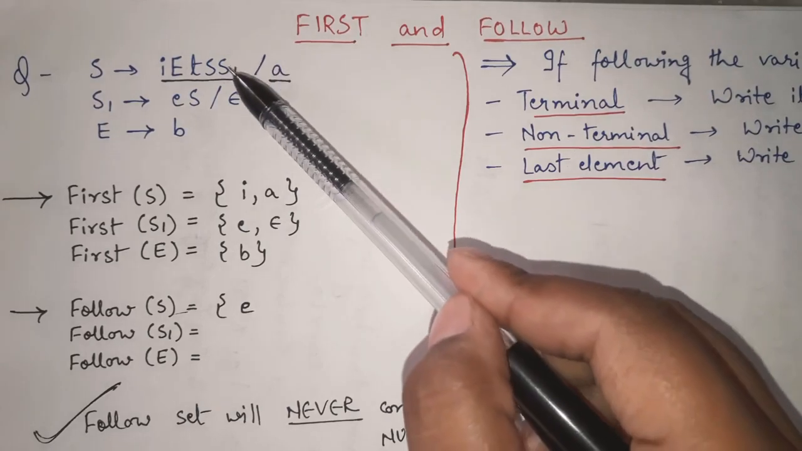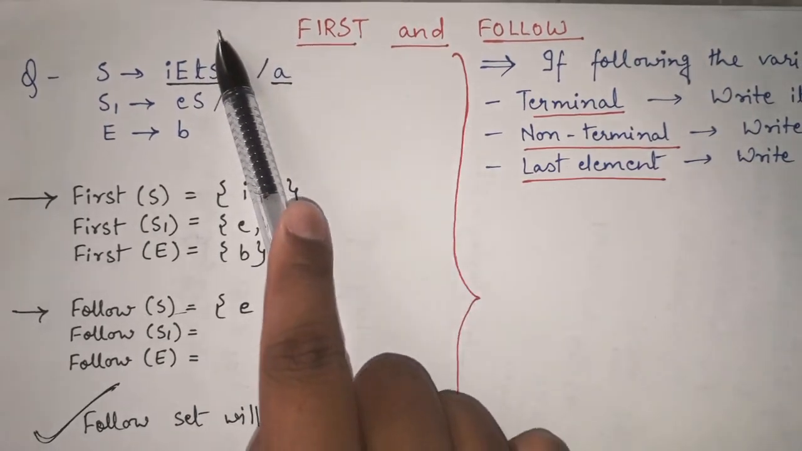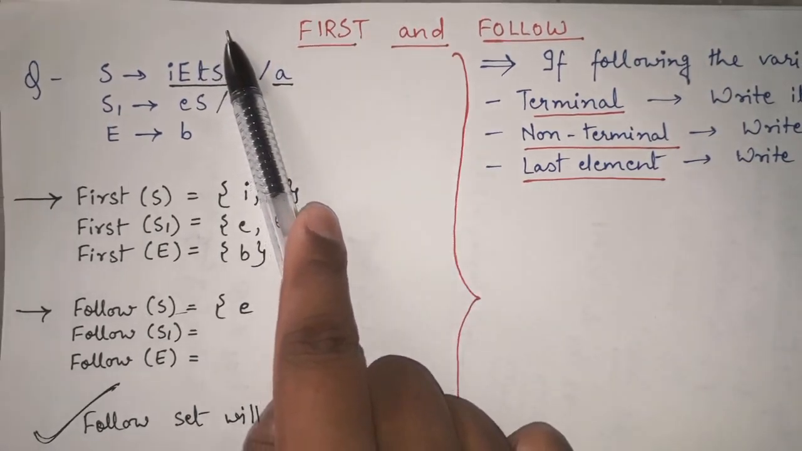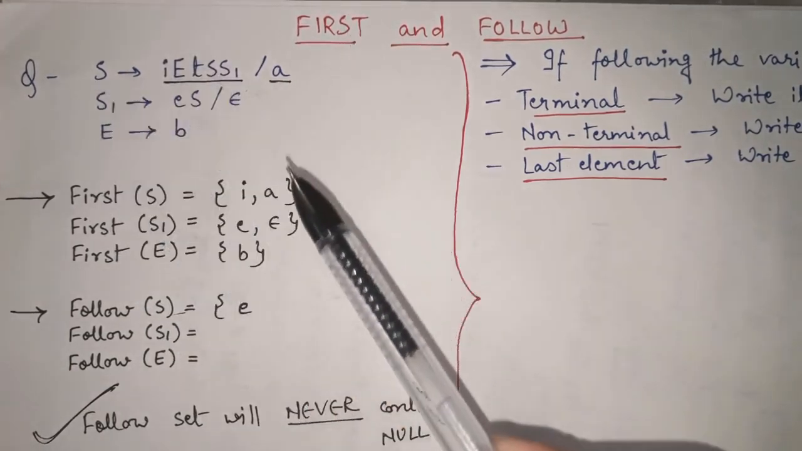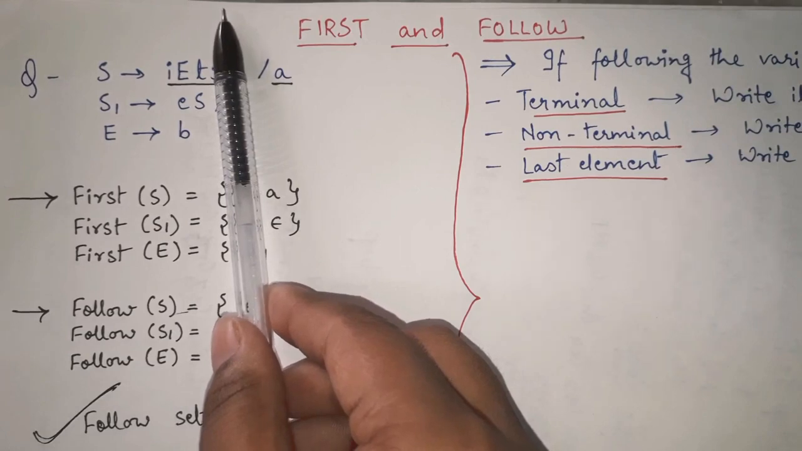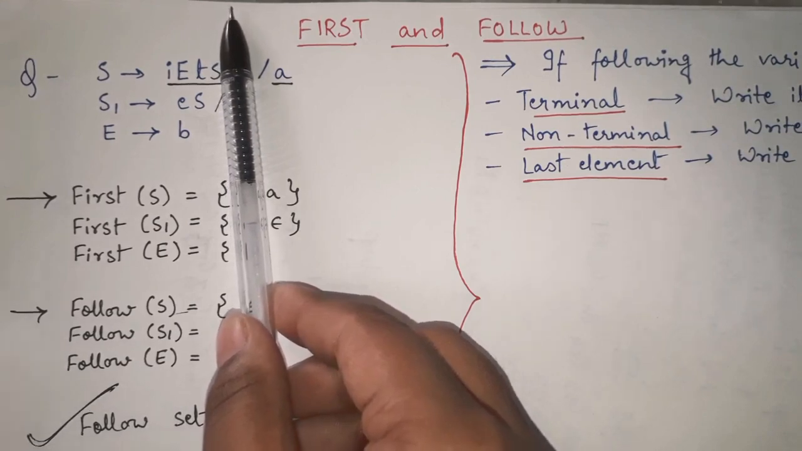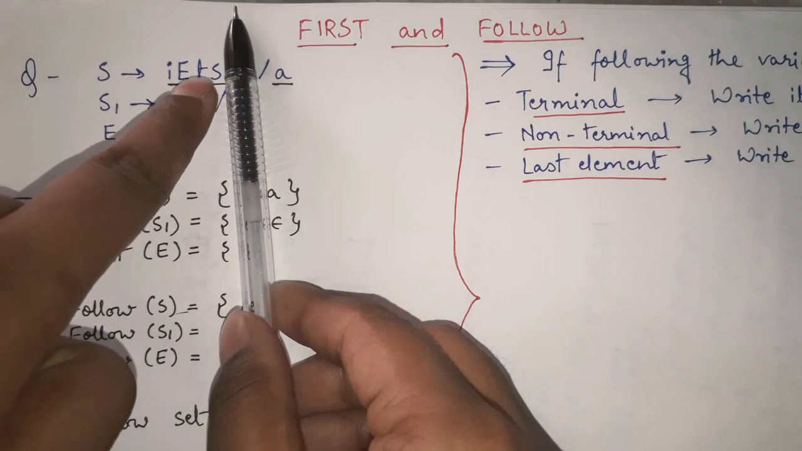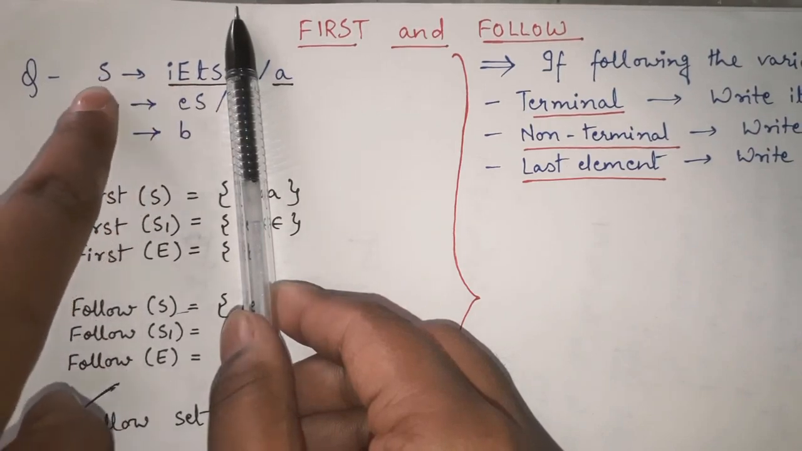So in the place of S1, if I am removing this S1 and I am putting null here, null means what? Null means nothing. So putting null here means I am just removing this S1. So after removing S1, what will happen? If I remove this S1, this S will become the last element of this production.